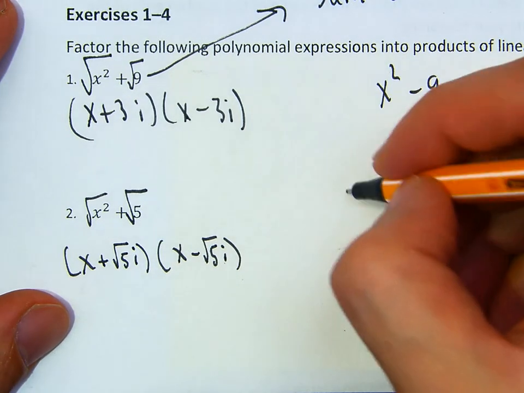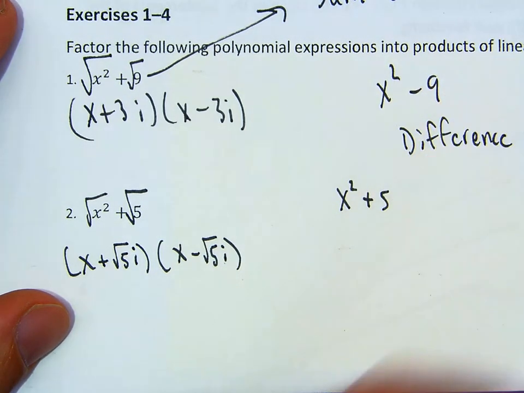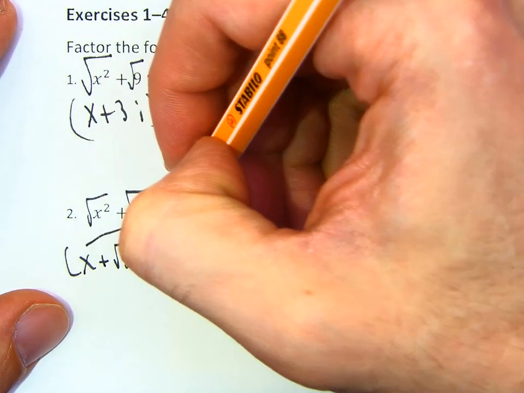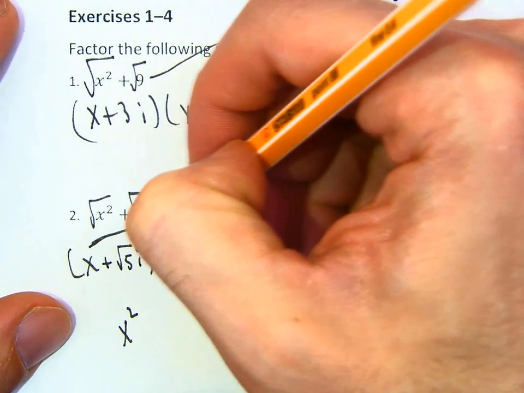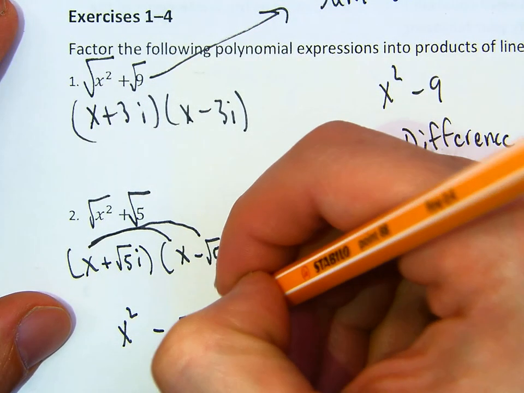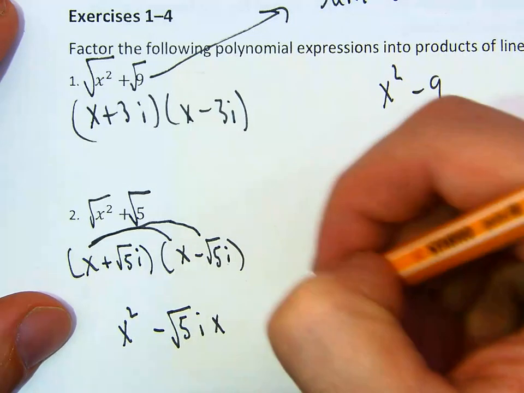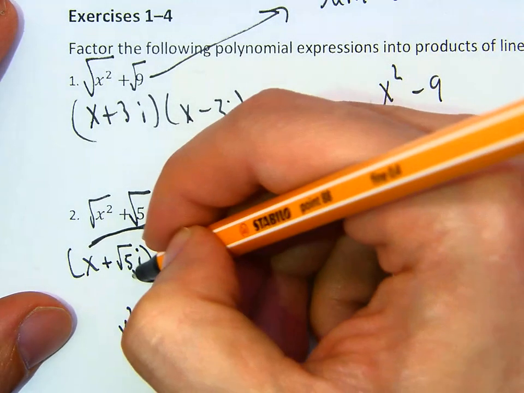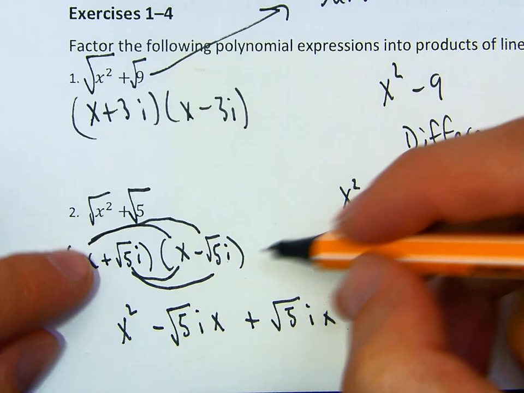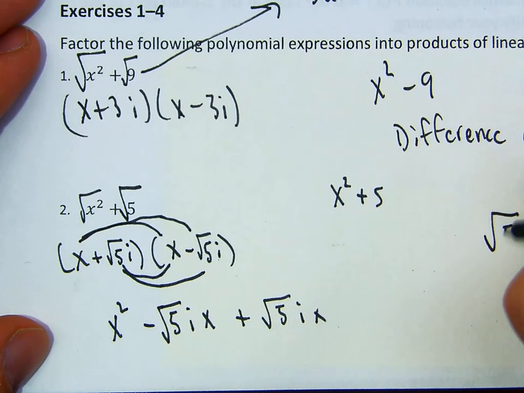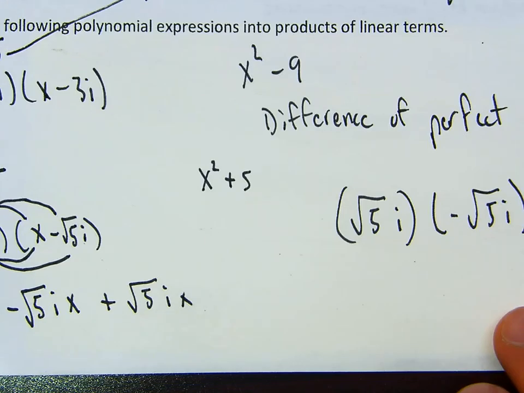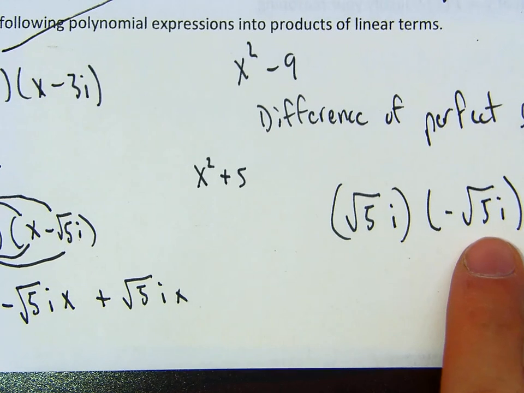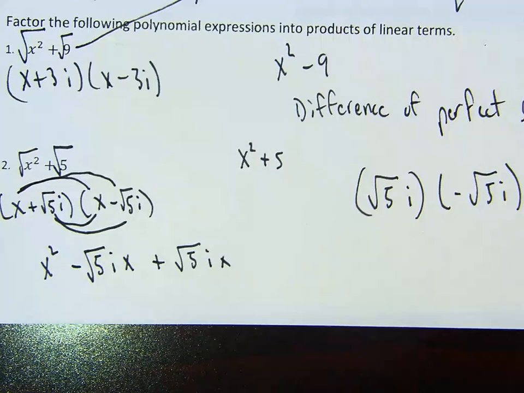And then why does this work? Hopefully if I FOIL this, I get x squared plus 5, right? Let's see if it works. X times x is x squared. X times this becomes -radical 5i times x, plus radical 5i times x, and this becomes what? Now we've got to take our time. What is radical 5i times negative radical 5i, right? That's what we're doing. We're multiplying these two.